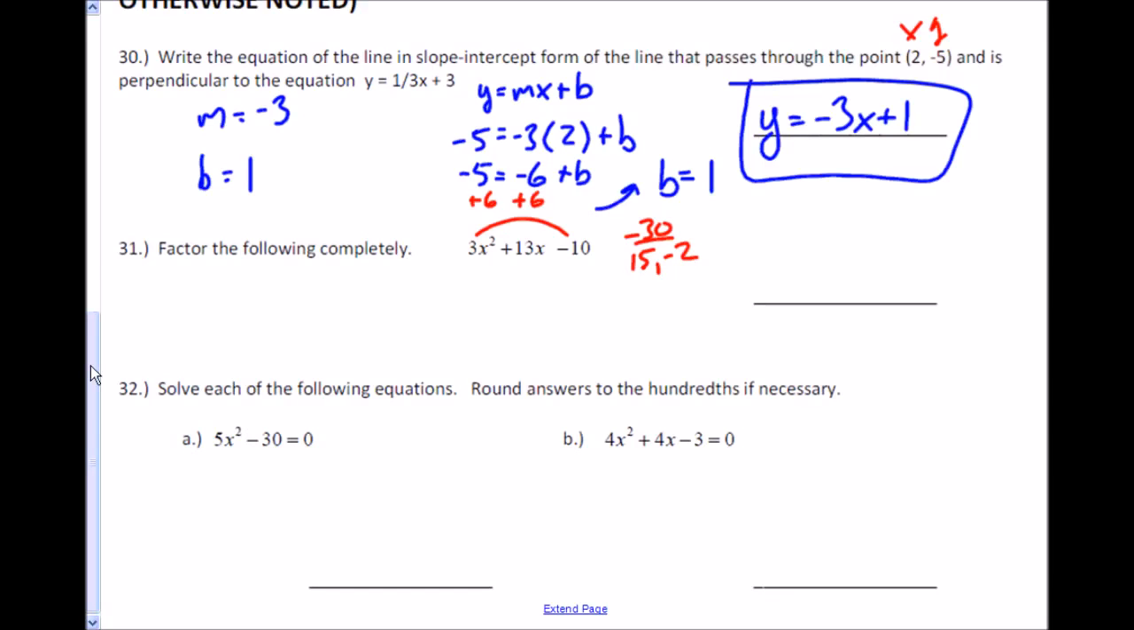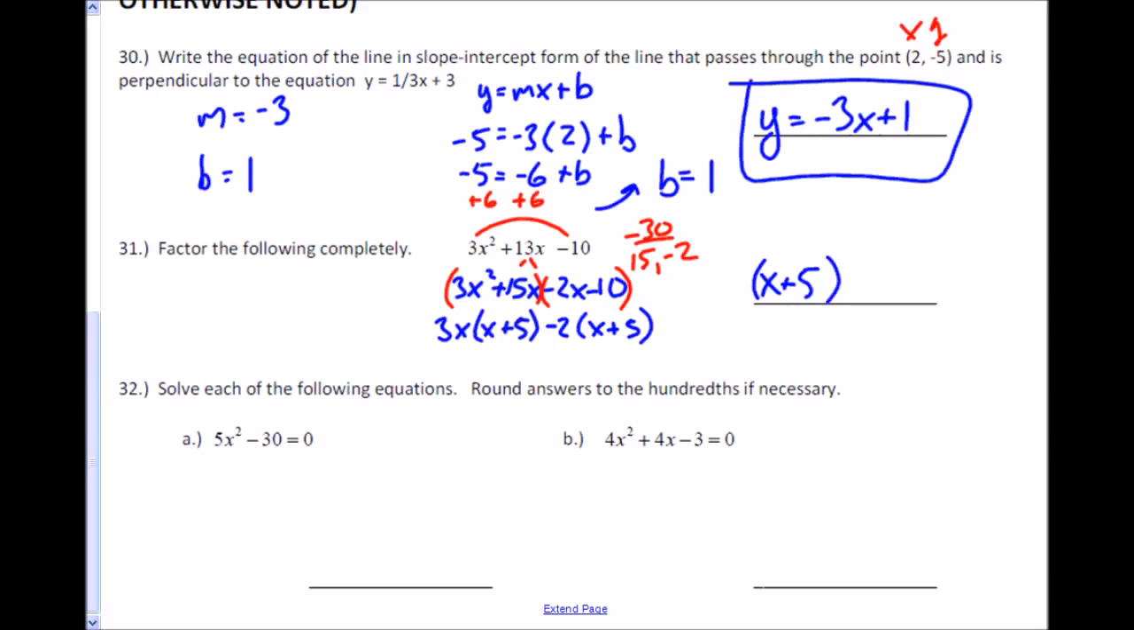And now I can't use my shortcut on this one, so I've got to split up the middle term and do factor by grouping. So I've got 3x squared plus 15x minus 2x minus 10. And I group the first two together. I group the second two together. Out of the first two, I can factor out a 3x, which leaves me with an x plus 5. Out of the second two, I can factor out a -2, which leaves me with an x plus 5.